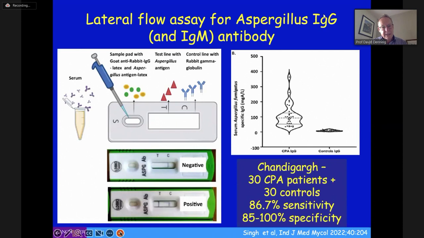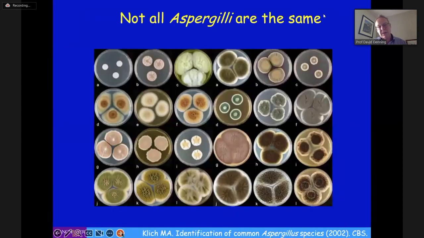And when they looked at it in Chandigarh, you can see that they found it to have about an 87% sensitivity and a specificity which varied depending on the control group. So this is a very useful, simple, inexpensive assay. Now, there are many, many different aspergilli that cause disease. Here's a lovely selection from Marian Klitsch, who studied these in detail. Fumigatus is the most common, but we do see CPA caused by flavus and probably by niger as well.